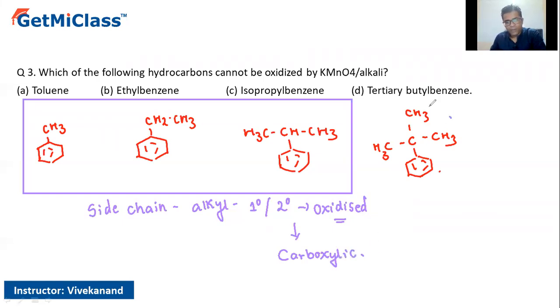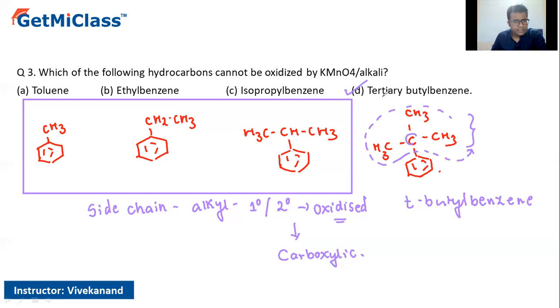On the other hand, when we observe this tertiary system, what we have here is the tertiary butyl benzene, right? Now this is a quaternary carbon here. Okay, so this one is not going to get oxidized. Thus, this one, option D, is the only one which cannot be oxidized with the alkaline KMnO4.